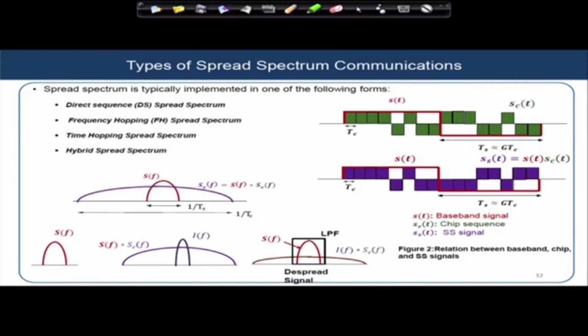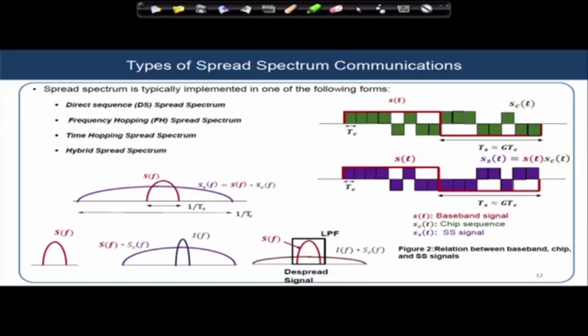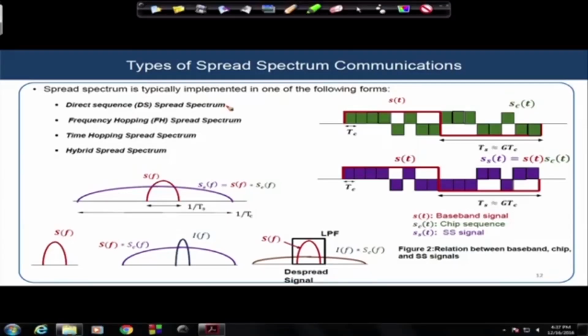And lastly, we will end by telling what the different kinds of spread spectrum communications used in practice are. We have mostly 4 types. First is the direct sequence spread spectrum system, second is the frequency hopping spread spectrum system, third is the time hopping spread spectrum system, and fourth is the hybrid combination of any of these. And we have given a simple example.